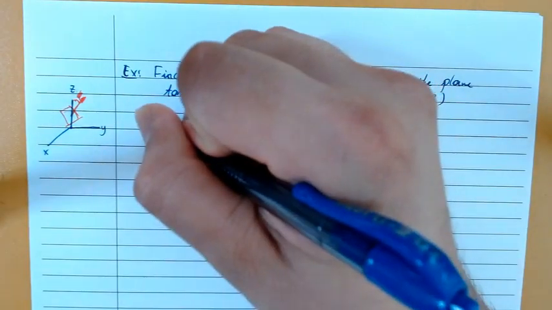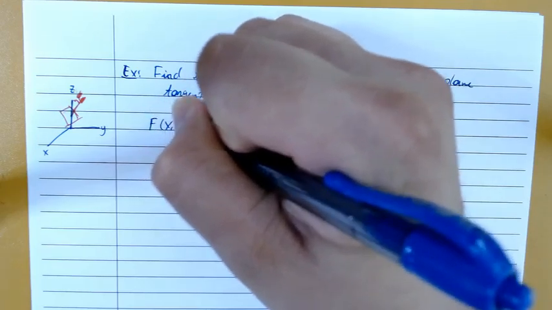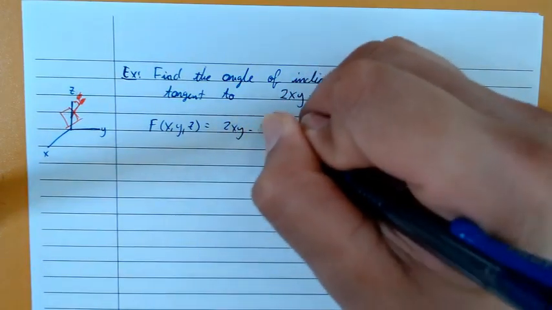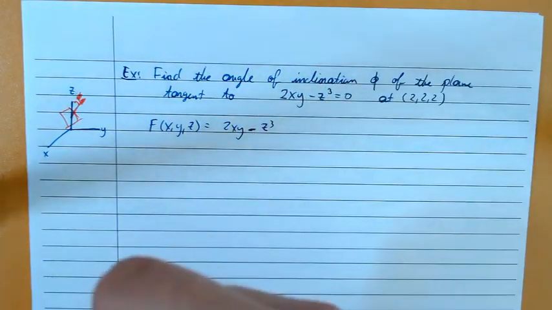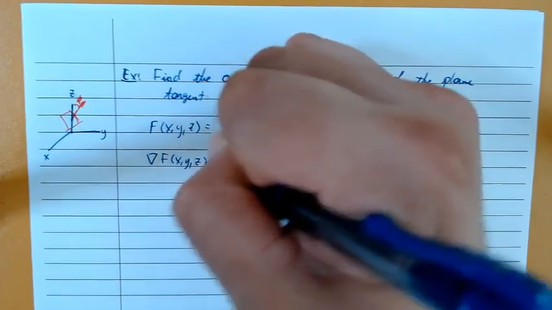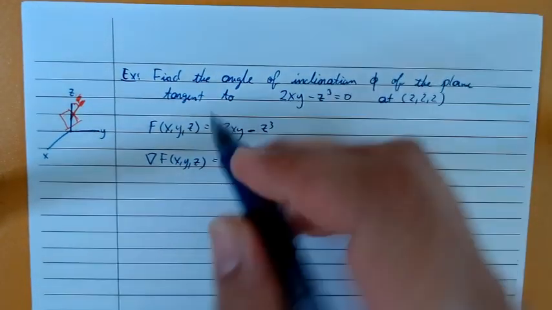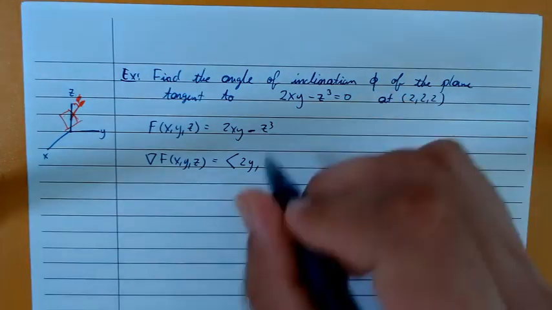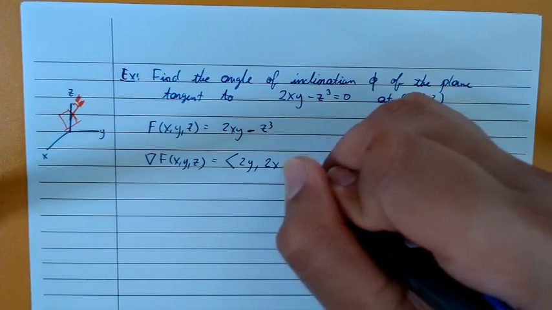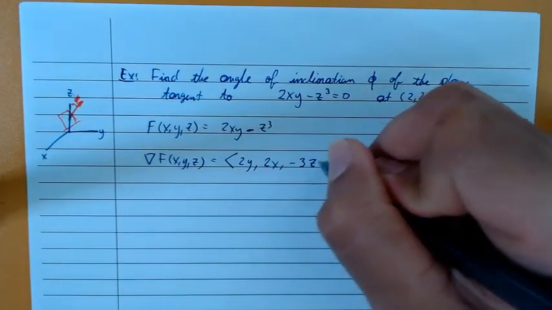So let's see, f at x comma y comma z is equal to 2xy minus z cubed. And so the gradient of f at x comma y comma z is equal to the vector. We're going to take the derivative with respect to x, which is 2y, comma the derivative with respect to y, which is 2x, comma the derivative with respect to z, which is minus 3z squared.